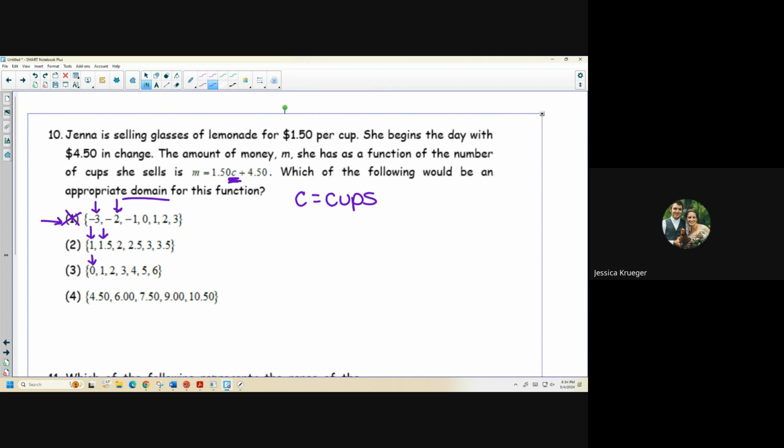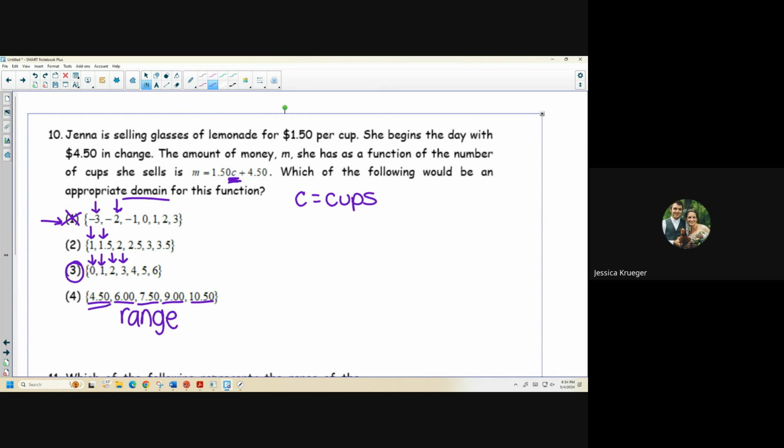3. Could she sell 0 cups? Yes. 1 cup? Yes. 2 cups? Yes. 3 cups? Yes. This, I think, is going to be the best one. Number 4, they're trying to trick you. This is not the domain. Number 4 is the range of this function.